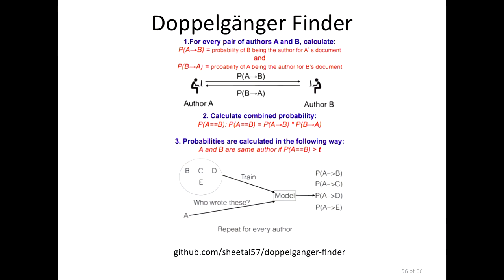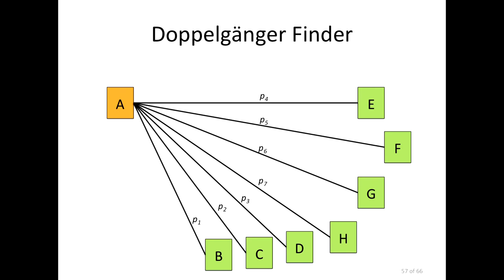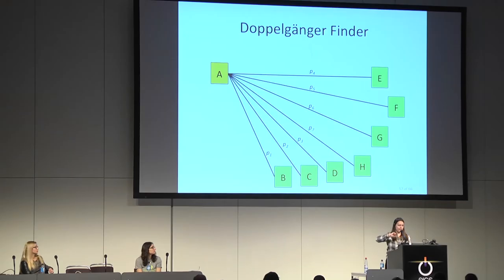This method works by calculating the probability that each author wrote another author's documents. And then for each pair of authors, it combines these probabilities, and every probability above a certain inputted threshold is considered to be the same person, and below it is considered to be different people. For example, we have some author, author A, and we find the probability that author A wrote author E's documents and that author E wrote author A's documents, and we do this for all of them. And then whichever probabilities are above a certain threshold, we say that they're the same author, and if they're below, we say they're distinct.